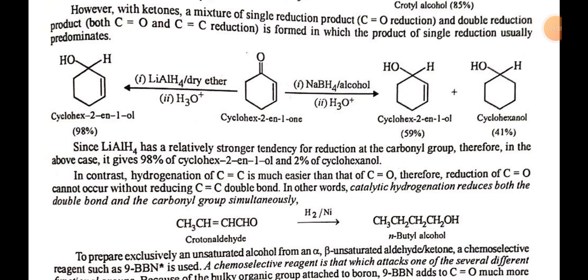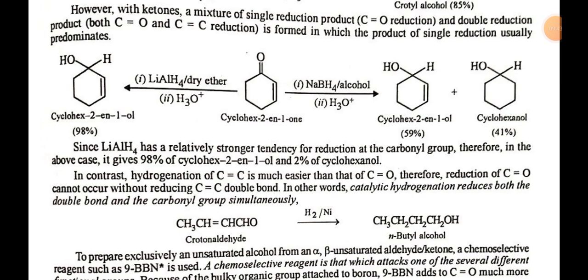You can see when cyclohex-2-en-1-one reacts with LAH in dry ether followed by hydrolysis, it gives cyclohex-2-enol in 98%. When this same substrate reacts with NaBH4 in the presence of alcohol, it gives 59% of cyclohex-2-enol and 41% of cyclohexanol. Since LAH has a relatively stronger tendency for reduction at the carbonyl group, in the above case it gives 98% of cyclohex-2-enol and 2% of cyclohexanol.